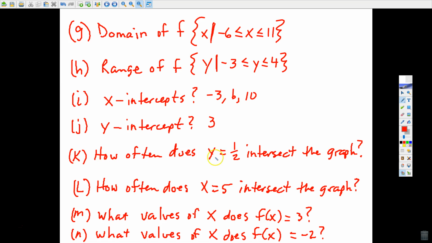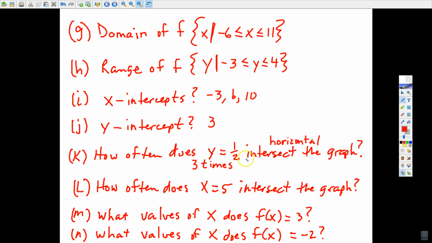Letter K, how often does the line y equals 1/2 intersect the graph? Well, y equals 1/2 is horizontal. It's just a completely horizontal line that crosses the y-axis, if you can picture it, at the point 1/2. If you wanted to sketch that line maybe lightly with a pencil, hopefully you can see that that horizontal line will intersect the graph 3 times.